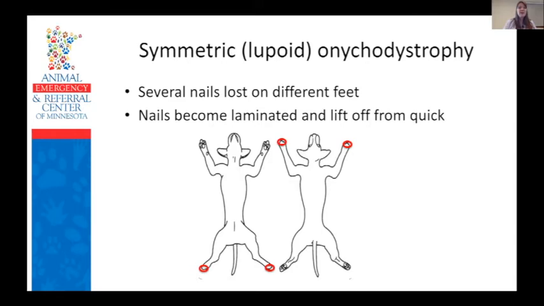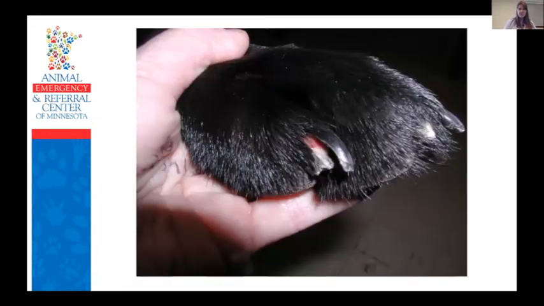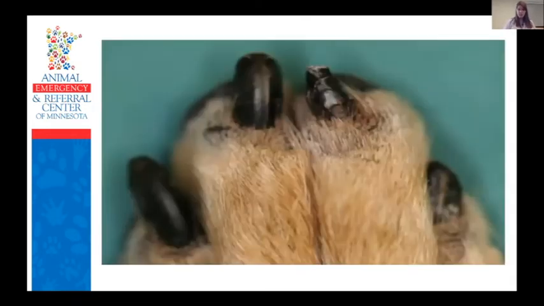Usually what will happen is you'll have 1 nail loss, and then also you'll have 3 nail losses. And at first the owners usually think it's just trauma. They're out playing and they lost a nail. Usually the nails become laminated, kind of like this one, so it'll lift off. You have quick exposure, and then the dogs become painful and start licking at it. This is regrowth of the nail. They don't come back. They're not going to be models for nails. So just keep that in mind, that they're never going to look normal again.